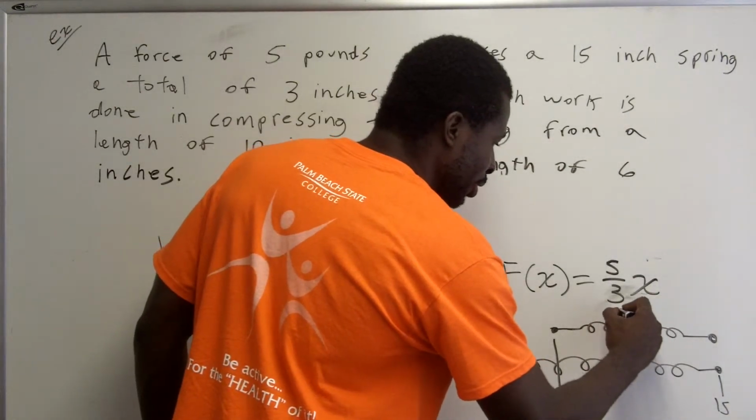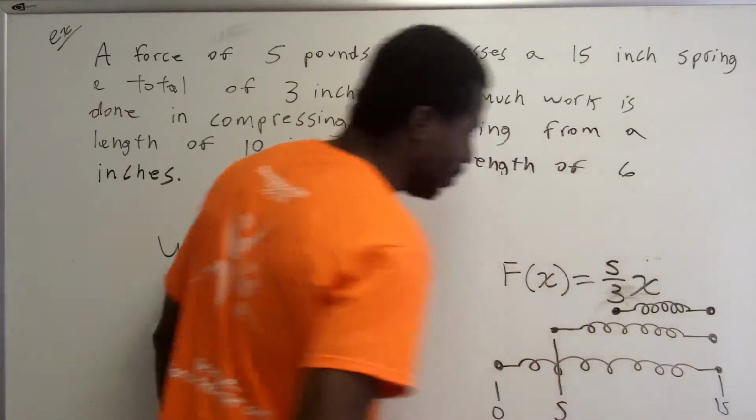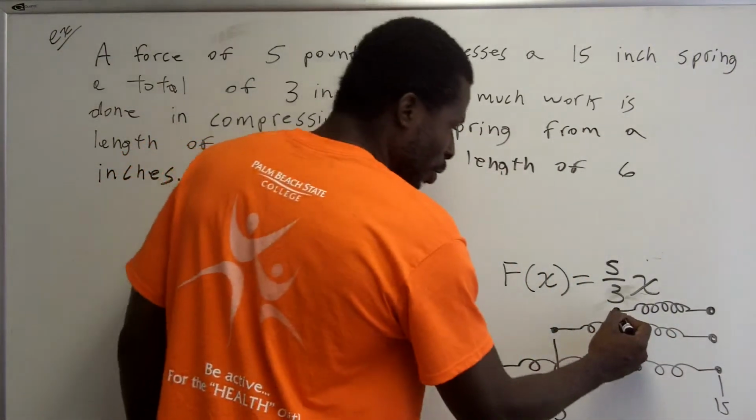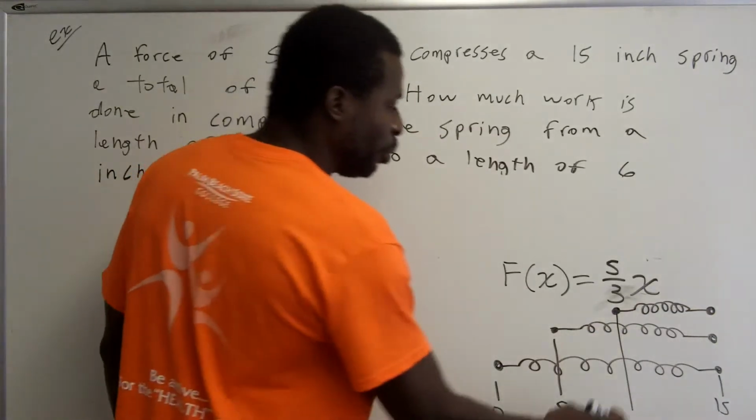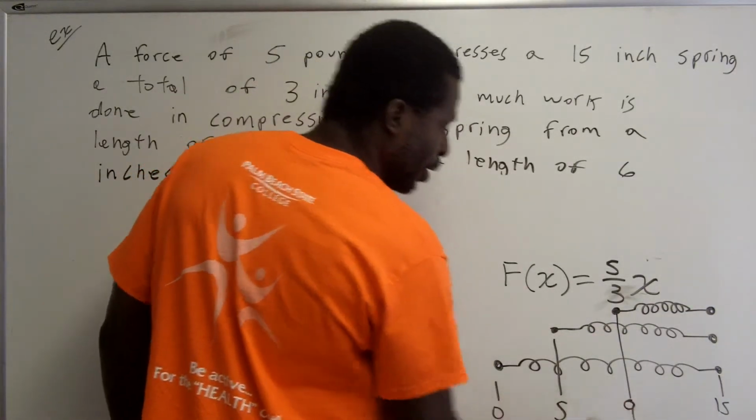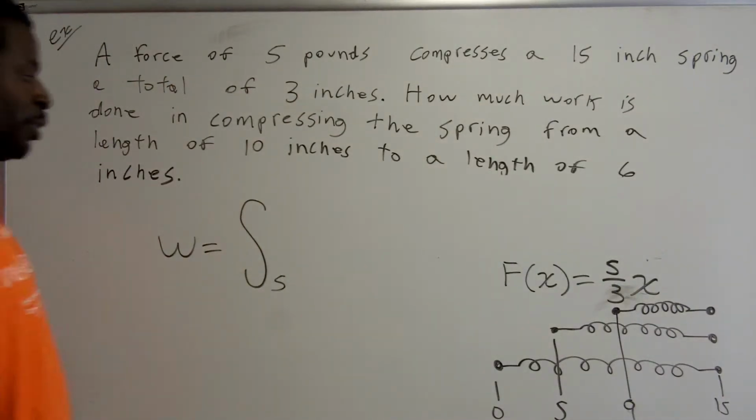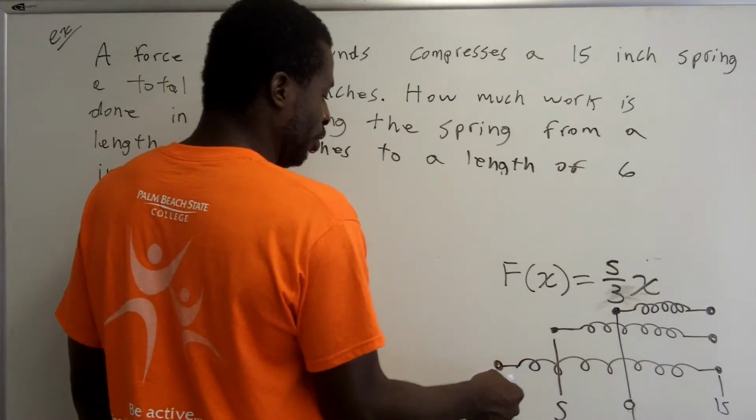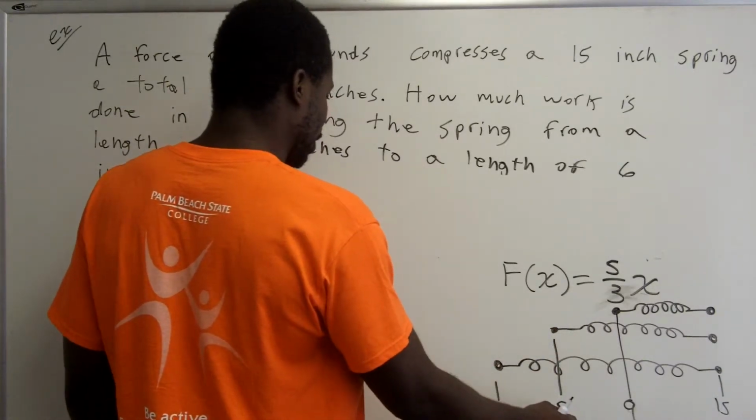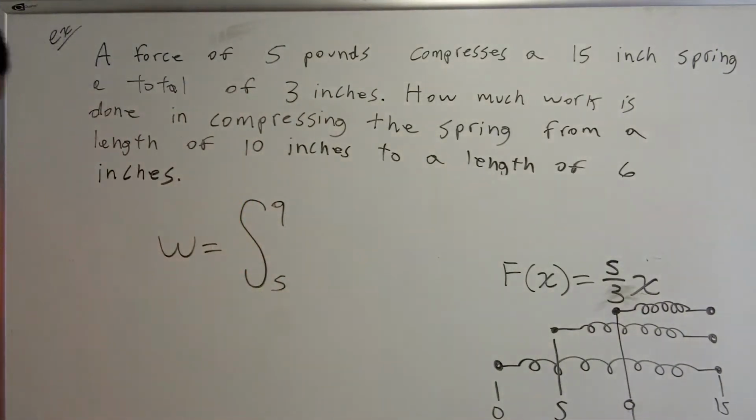So now the spring is 6 inches long. This is, of course, not drawn to scale. And when the spring is only 6 inches long, I've actually compressed the spring 9 inches. So what I'm actually doing is compressing the spring along the x-axis from x equals 5 to x equals 9. So I'm going from 5 to 9.